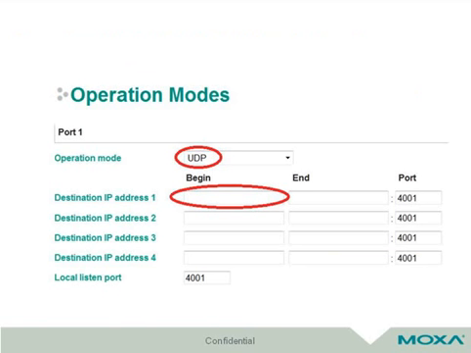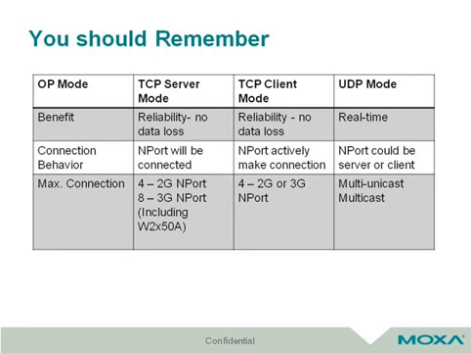Take the web console as an example. You just select UDP mode in the operation mode column and type the IP address for a multicast group and the UDP socket port from the other side for receiving data. That's it. This is my last slide.